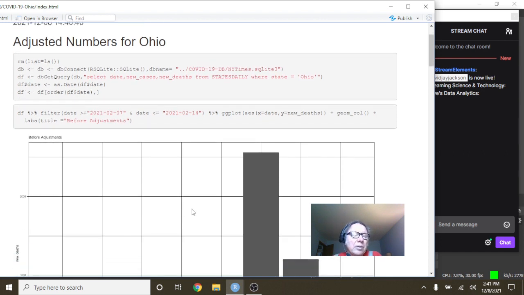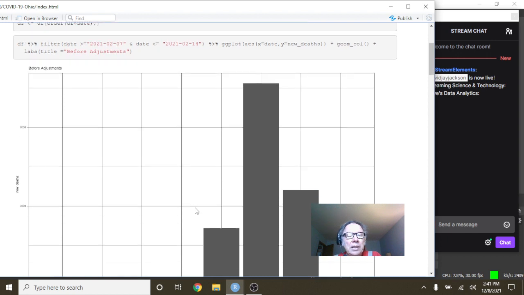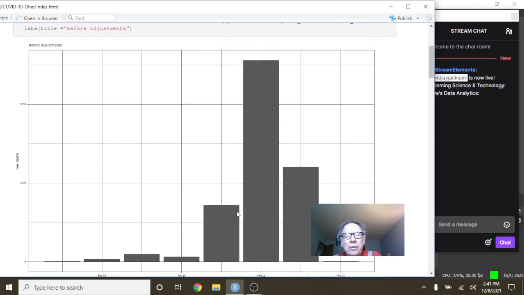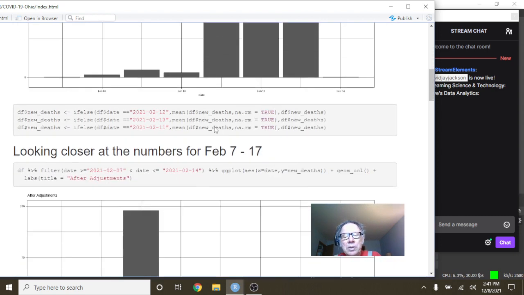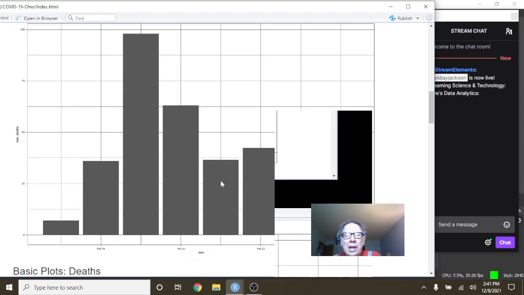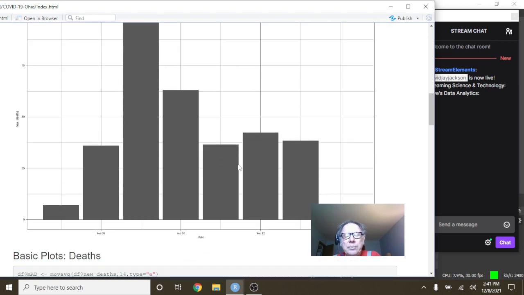I don't know why these titles are so small. But anyway, you can see here for February 11th, 12th, and 13th, how basically dwarfed all the numbers before and afterwards are. So what we do is we replace those three numbers with the average number of deaths for those 3 days. And this is a much better fit.